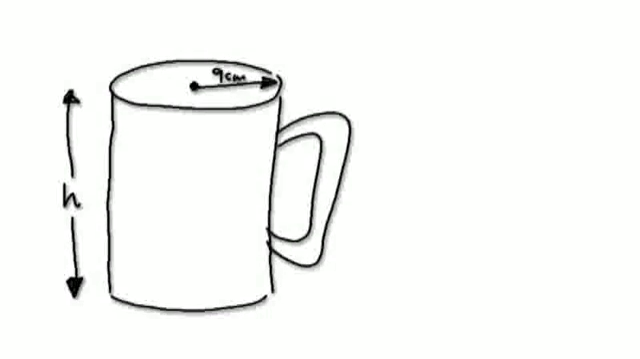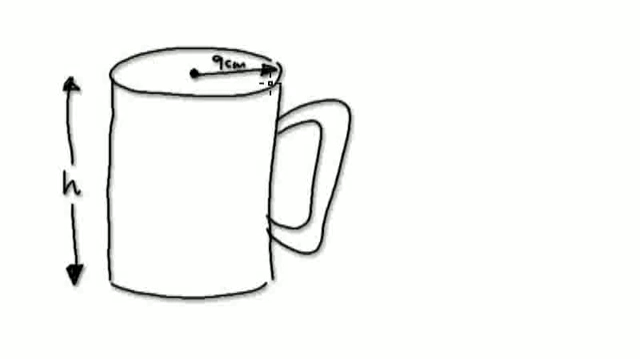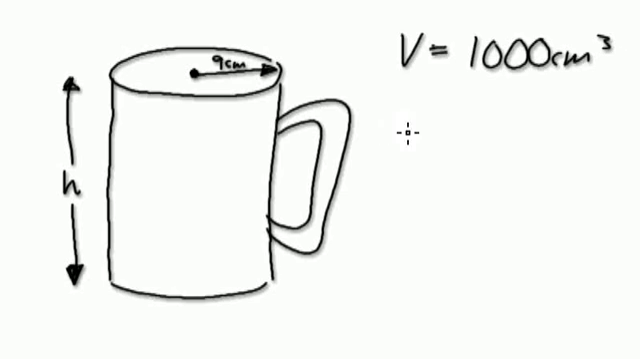Let's say you're working for a design company. Your company is designing these mugs here. The radius of the mug has to be 9 centimeters, and your boss is saying that you have to design a mug where it has to hold 1,000 centimeters cubed of water or coffee or tea, whatever. So it must be able to hold this amount of liquid.